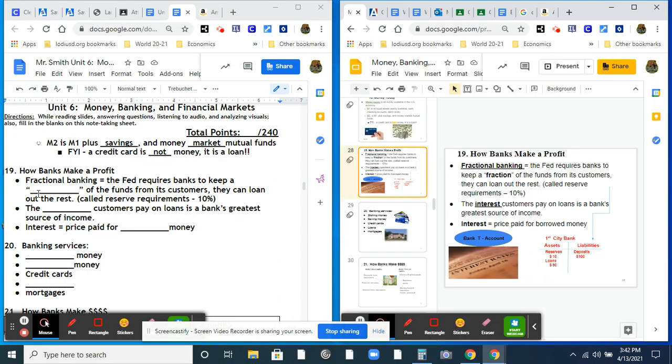All right, let's write that in. Keep a small percentage of all your customers' funds. You'd want to keep it all out because the more you get in play, the more you can profit. But if you have too much out, then it's destabilizing. That's why they make you keep a reserve. And the interest customers pay on loans, that's where they get most of their money. And interest is the price paid on borrowed money.